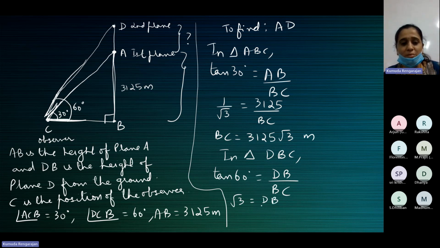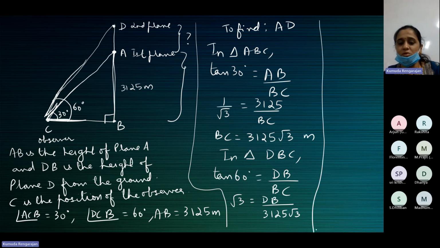BC I just found. We just found BC, 3125 root 3. All right, now let's cross multiply. I'll just finish it here. So cross multiplying, DB is equal to 3125 root 3 into root 3. I don't have place, so I'll write the answer straight away. It will be 3125 into 3, which is 9375. On cross multiplying, 9375 meters.